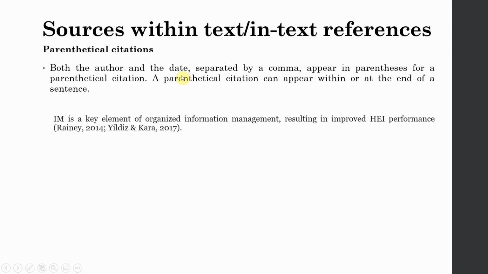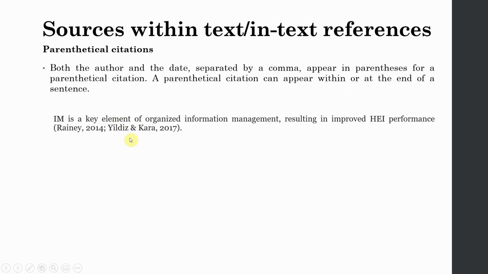The next thing is sources within the text or in-text references. So there could be parenthetical citations. Both the author and the date separated by a comma appear in parentheses for a parenthetical citation. A parenthetical citation can appear within or at the end of the sentence, just like this. Now look at this.